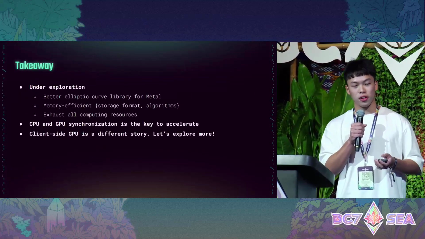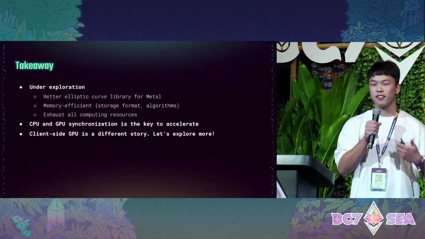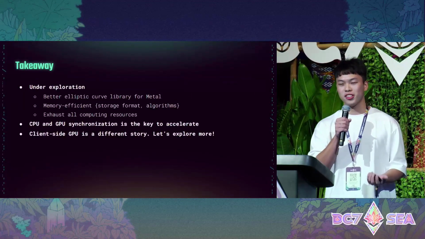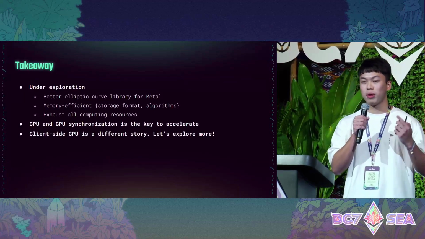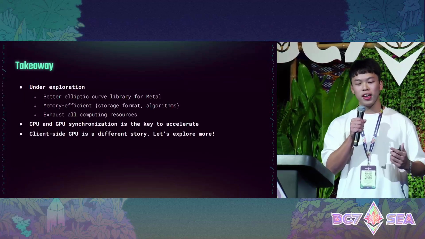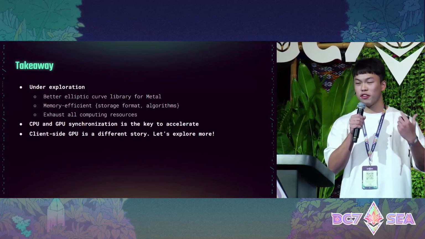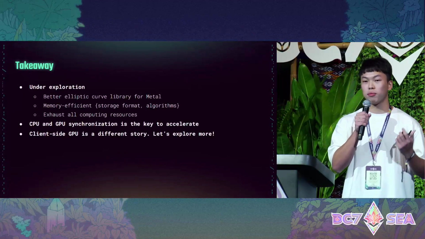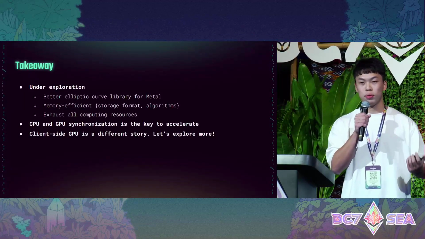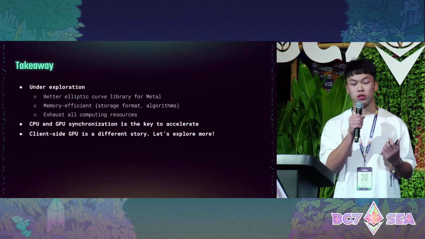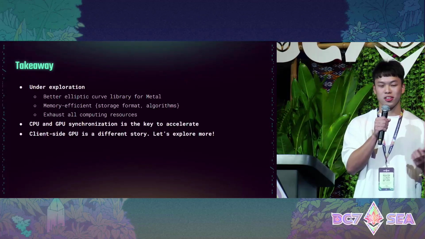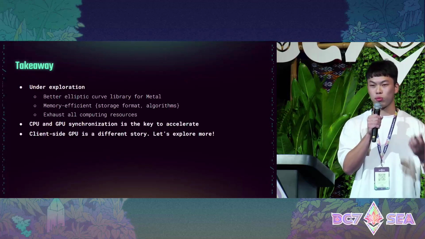Yeah. So a few takeaways: we still have many things under exploration, like a better elliptic curve library, or making it much more memory efficient for mobile. We also want to leverage all of the computing resources on the mobile device and make sure the GPU and CPU synchronize in a way that maximizes the computation speed. Yeah, so GPU is a totally different story, and we want to explore more.